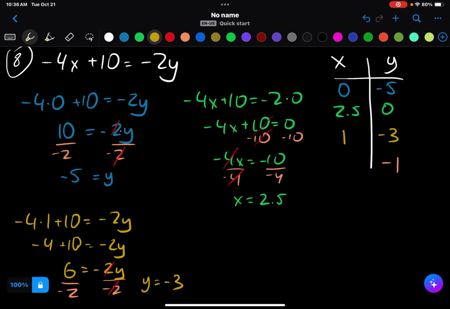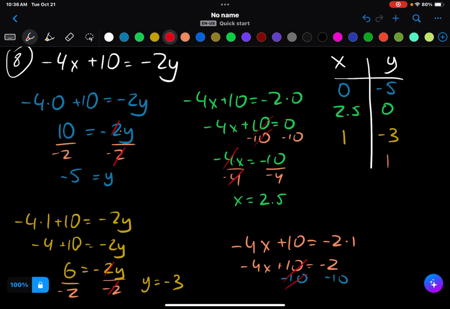And now for our very last one, when y is... why did I put a -1? I'm going to just do when y is a regular 1. Why make it more difficult for me? There we go. So it'll be -4x plus 10 equals -2 times 1. So it'll be -4x plus 10 equals just -2. Let's start solving for x. I'm going to go ahead and subtract 10 from both sides.